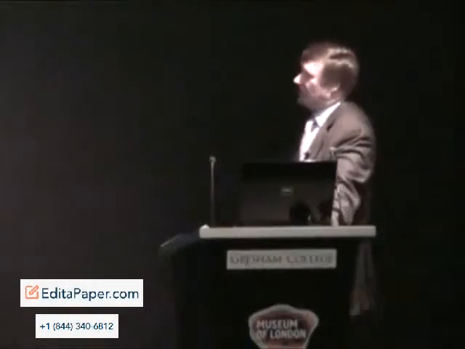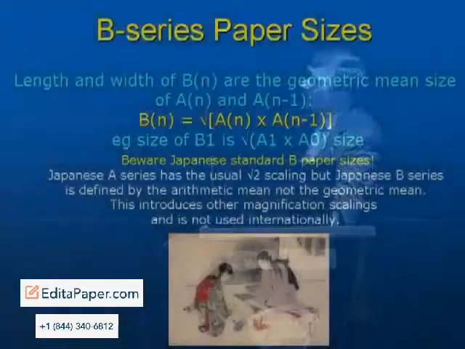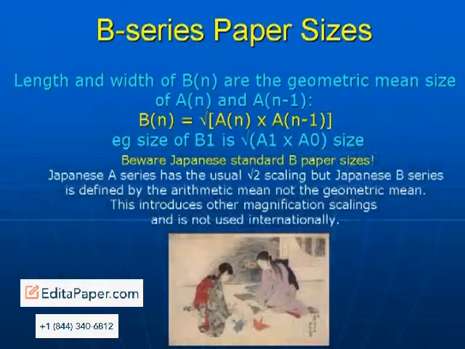The next series of paper sizes that you may encounter are the so-called B sizes. And these are used for slightly different sorts of objects and leaflets and other types of mailing. And they're constructed from the A series by taking the geometric mean of the two previous A sizes. So B1, for example, is the square root of A1 times A0 in size.